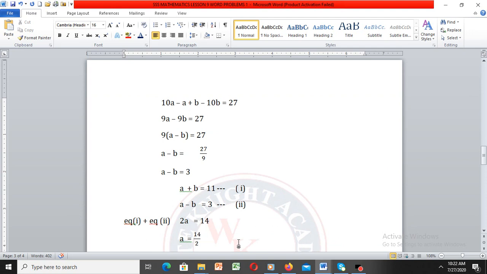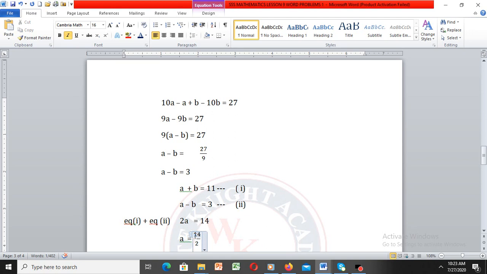This time around, we can go ahead and eliminate straightforward. You don't need to multiply. Why? Because the coefficients are already the same, both for A and for B. So you can either add or subtract, whichever way. But I would suggest that we add. Why? Because when you add plus B to minus B, it will automatically cancel out. So A plus A will give us 2A, then B minus B is 0. So 11 plus 3 is equal to 14. And then we have 2A is equal to 14.